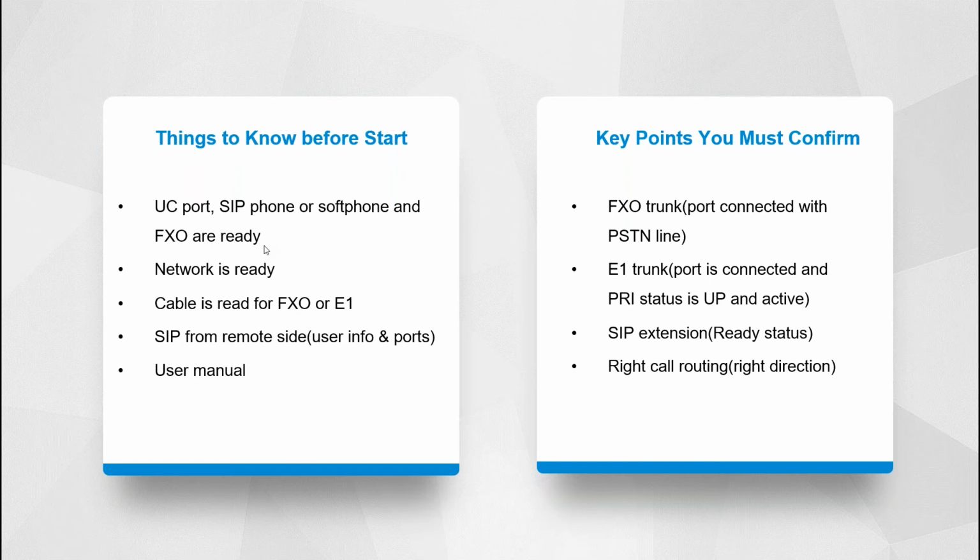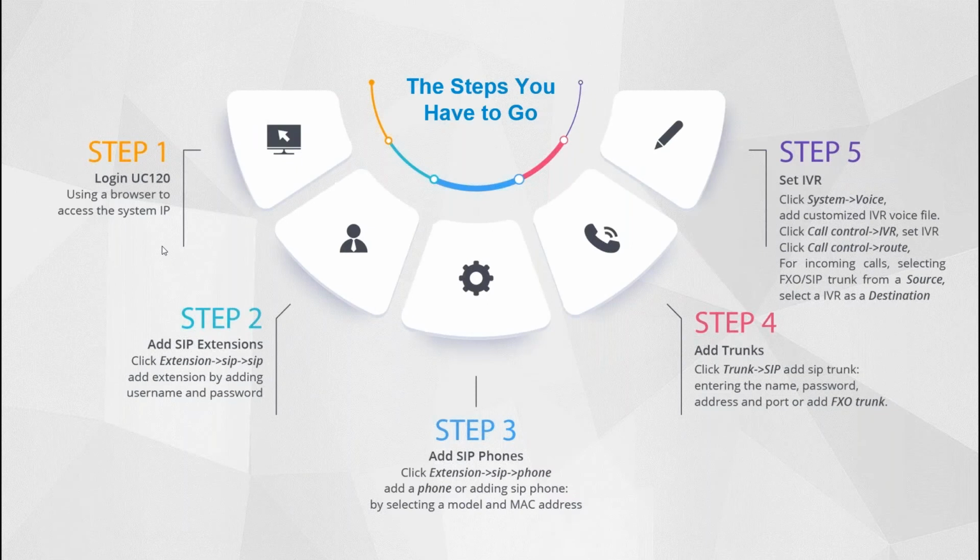If you use a SIP extension to make incoming or outgoing calls, you also have to check that your SIP extension is registered and ready. Make sure it's not in a failure state. If it fails, you cannot make calls. Okay. The last thing is the call routing. You always have to know your call direction, whether it is an incoming call or outgoing call, what the destination is and what your source is, so you have to check this.